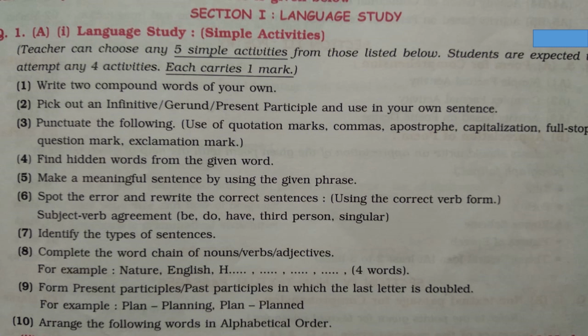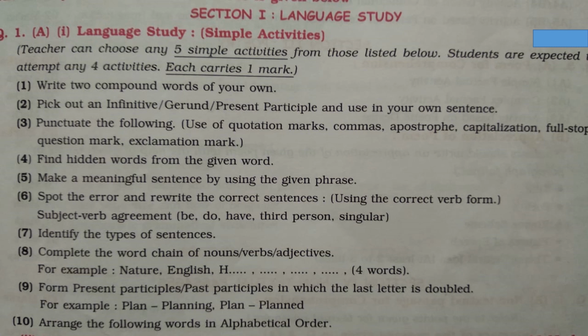Eighth, complete the word chain of noun, verbs or adjectives. Ninth one is form present participles, past participles in which the last letter is doubled. This you have in the first unit that we did. And the 10th one is arrange the following words in alphabetical order. So 10 sets of questions.